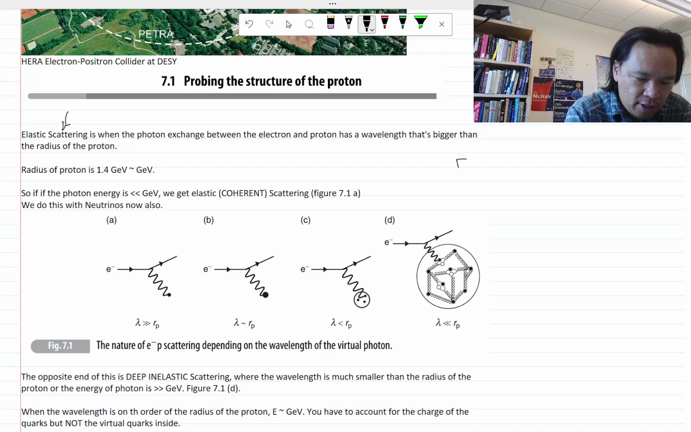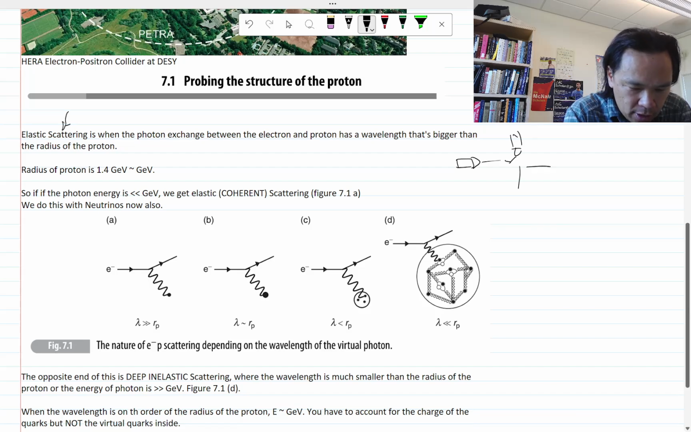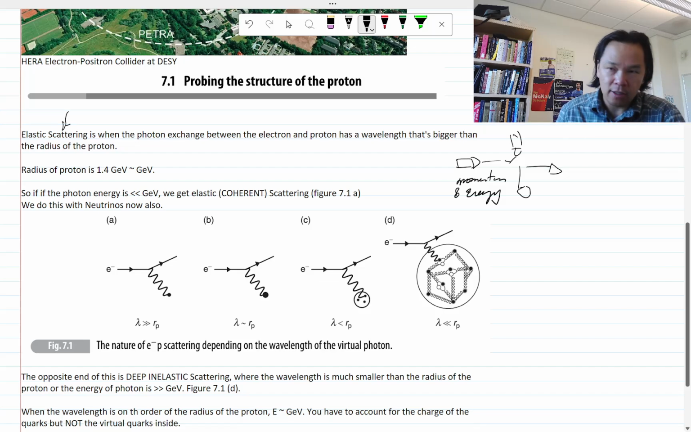when you have, let's say, a bumper car, and then you have another bumper car going in the other direction. They hit each other, but they bounce off each other. So in this case, both the momentum and the energy are conserved. This is known as elastic scattering.